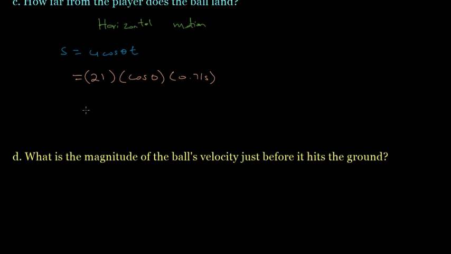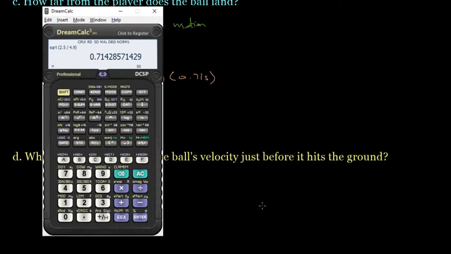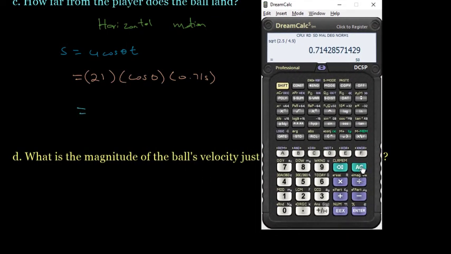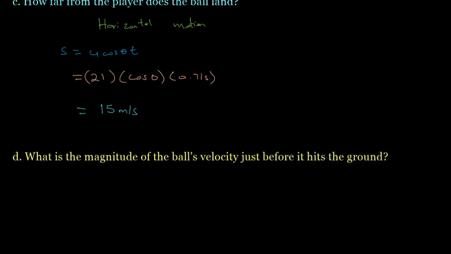So now, taking the calculator, we can evaluate this. We can say 21 times cos of 0 is 1. So that's 1 multiplied by 0.71, which works out to be 14.91, or we could round this to 15. Well, not meters per second, it's the displacement we're trying to find, so this is 15 meters.